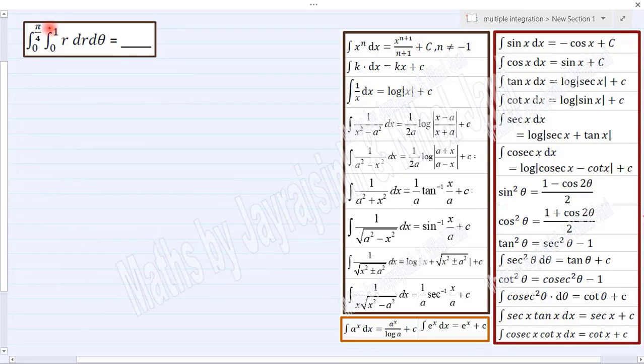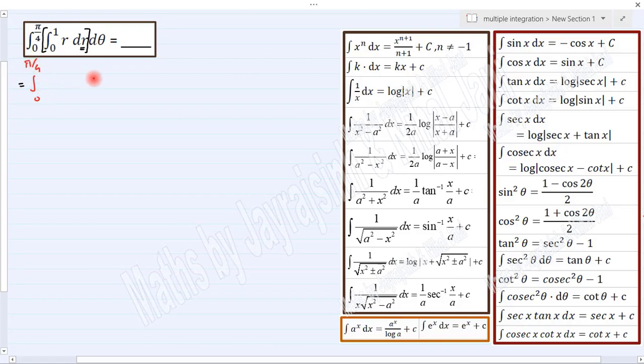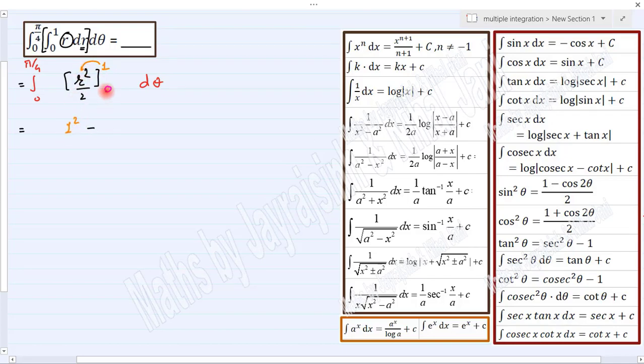Let's evaluate this integration. First of all, consider the inner integration in which we have to integrate with respect to r. So your outer integration will be as it is, which is integration with respect to theta. And the integration of r will be r square by 2. Your limits are 0 to 1. If we substitute our upper limit, we will get 1 square, minus from the lower limit we will get 0 square, by 2, and the outer integration will remain as it is.